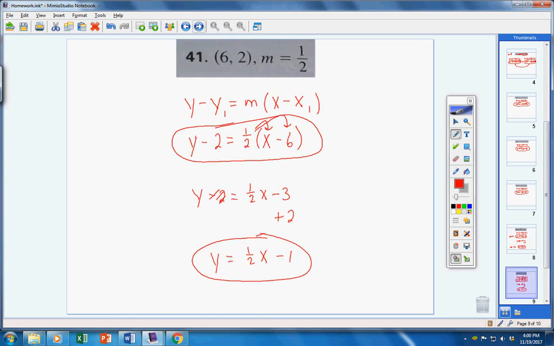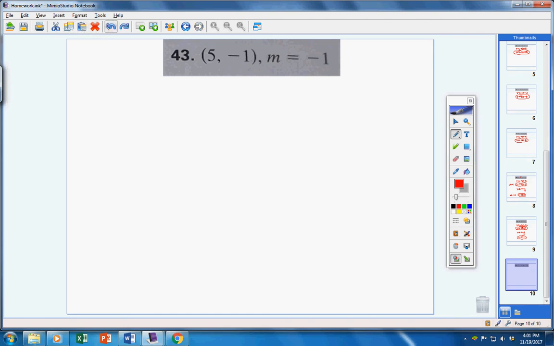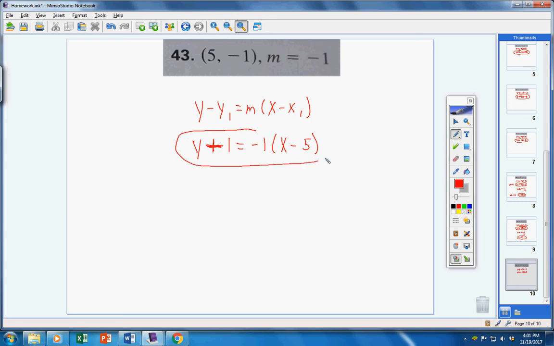Alright, okay, moving on to number 43, our last problem. Here we go. Okay, students, y minus y, which is negative 1, which is 5. Negative, negative is positive. And there we go. So there's one answer there, student. That's the linear equation in point slope form.